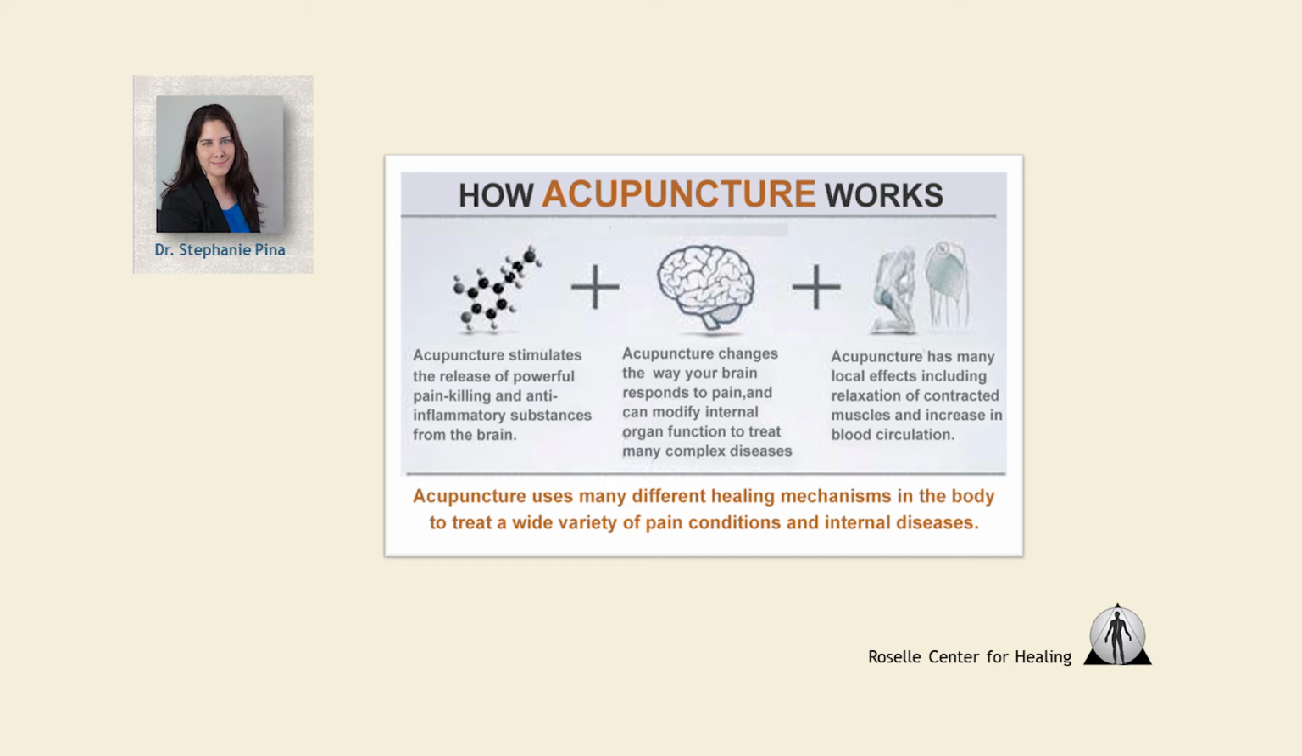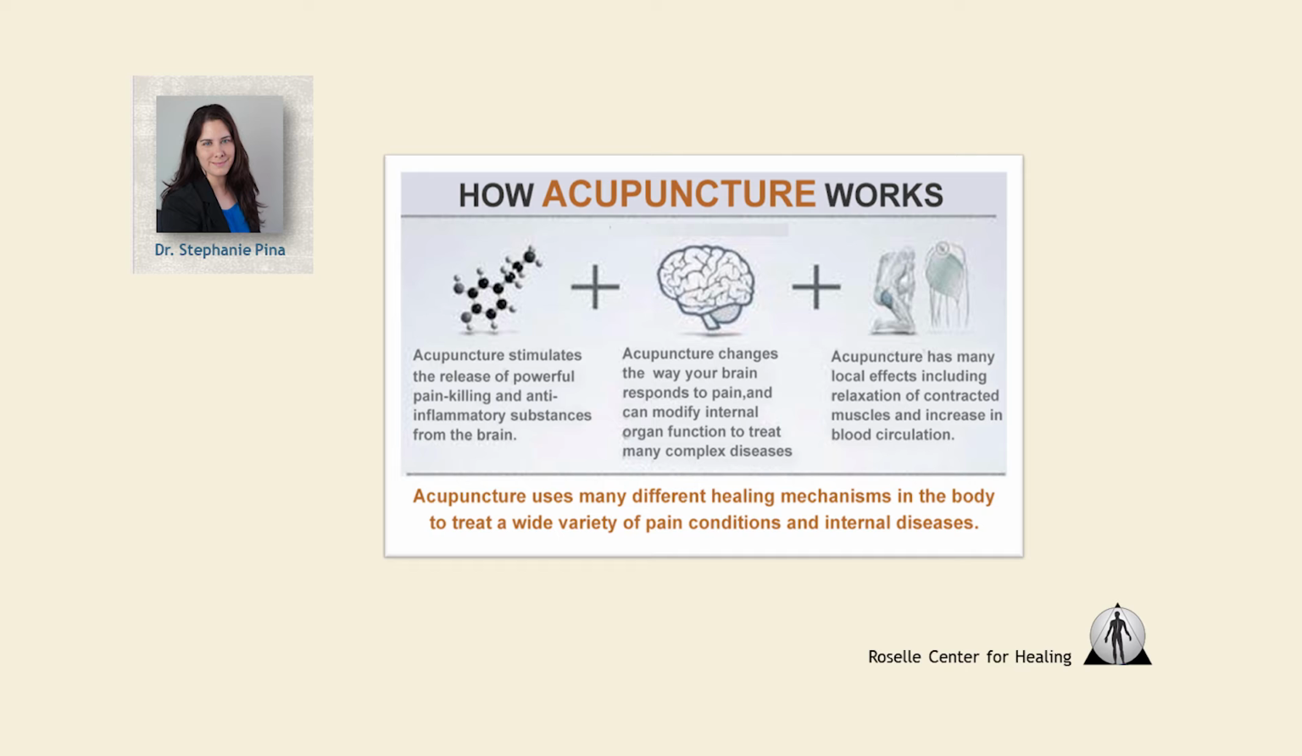And the great thing is that you might be able to use acupuncture along with other types of therapies to help create a better treatment plan. One of the ways that acupuncture works is by releasing powerful painkiller and anti-inflammatory substances from the brain itself. These can be endorphins and enkephalins, which are simply opioids that the body produces naturally. So instead of having an opioid medication, we can increase the body's own ability to produce its opioids to control pain.